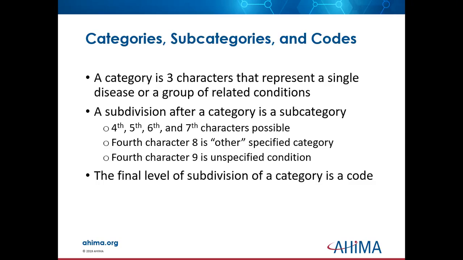A category is 3 characters that represent a single disease or a group of related conditions. The 4th, 5th, 6th, and 7th characters give us a finer level of specificity. When we have a 4th character of 8, we're talking about other specified category, and a 4th character of 9 is a category that's just unspecified. In other words, the provider didn't get into a finer level of detail. And then the final division is the code itself.